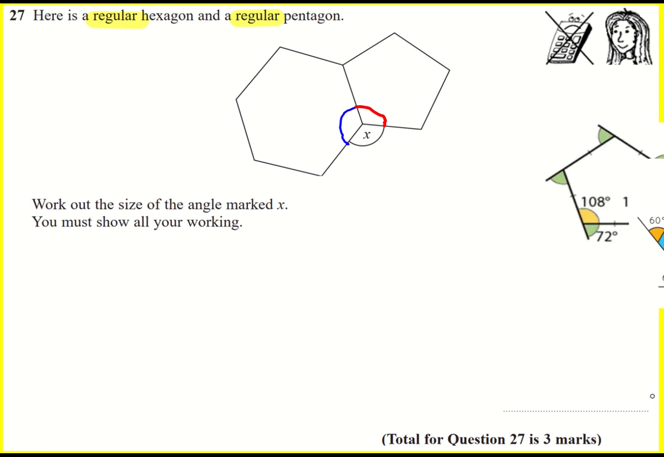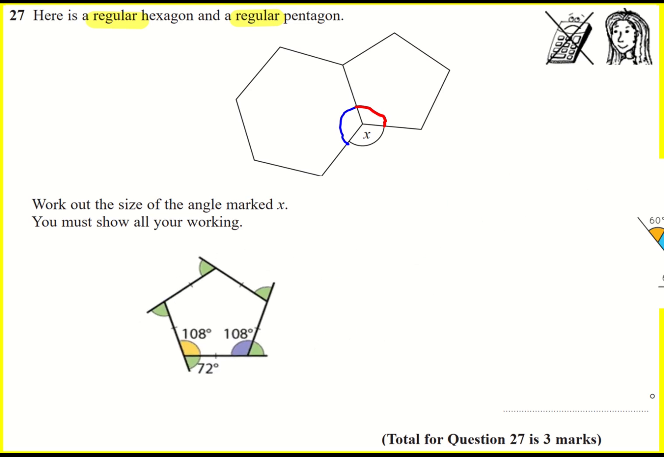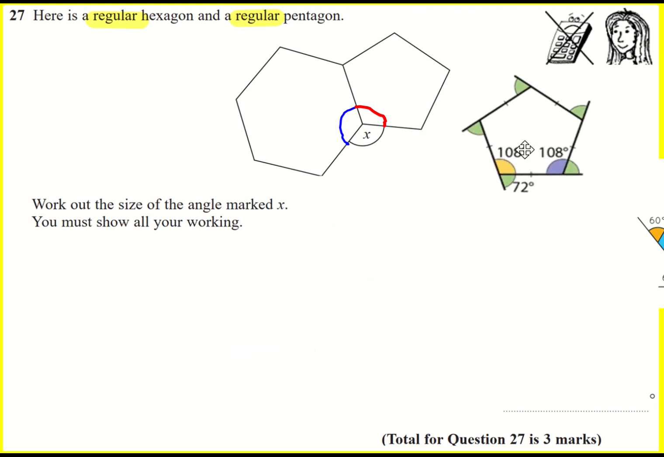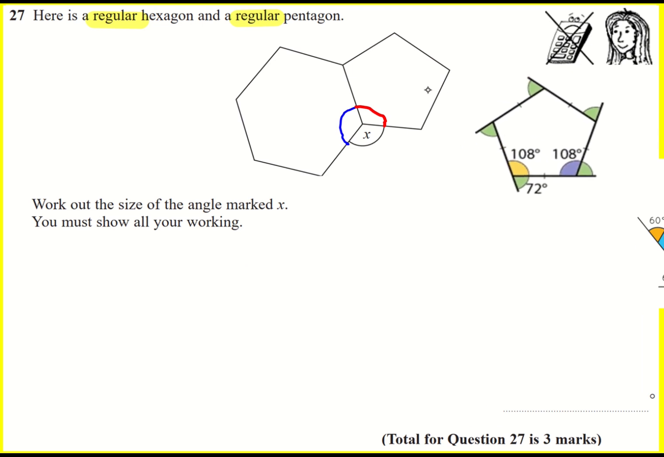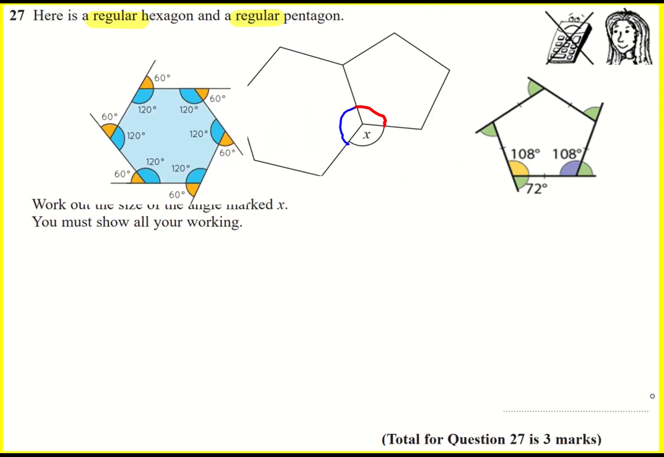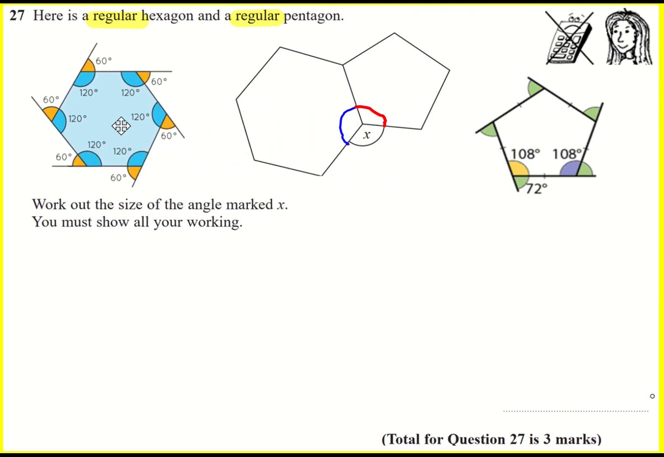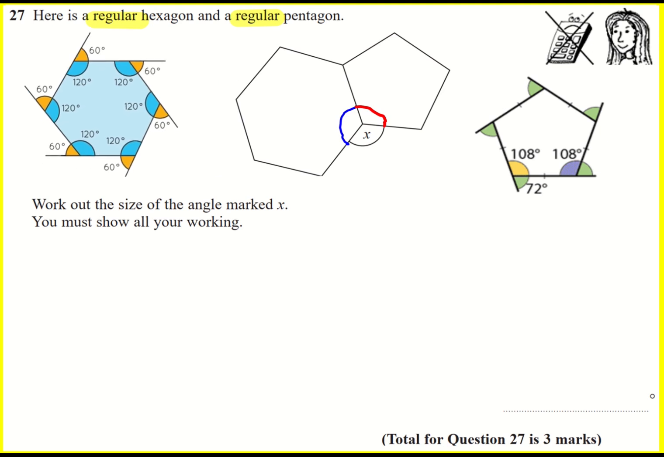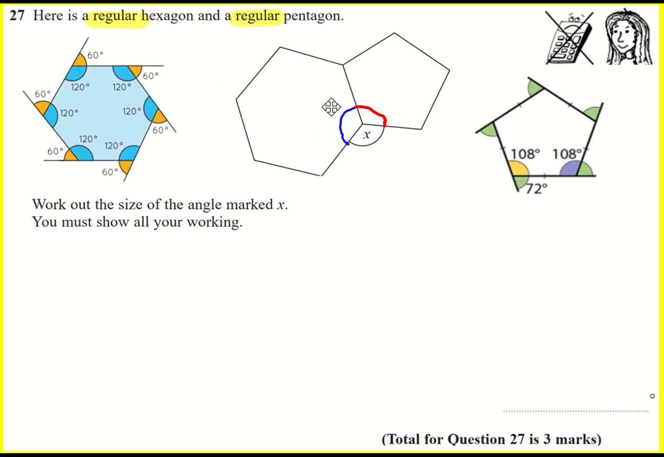So let me just show you some little diagrams of interior and exterior angles. I'll put this next to the pentagon here. So this is a pentagon here that I've just brought onto the screen, a regular pentagon, which is the same as this shape here with the red angle in it. And then this is a regular hexagon, which I've just brought onto the screen here, which is the shape with the blue angle in it. That's your regular hexagon.